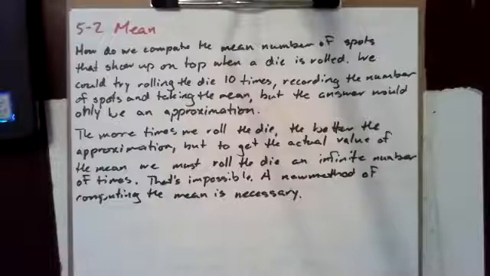The more times we roll the die, the better the approximation, but to get the actual value of the mean, we must roll the die an infinite number of times. And that's impossible. A new method of computing the mean is necessary.